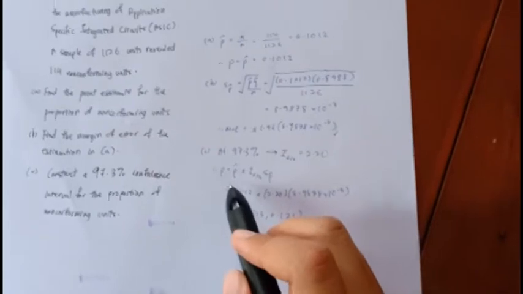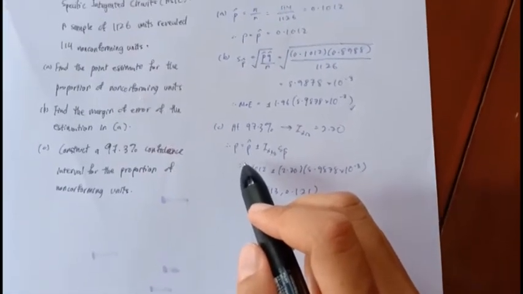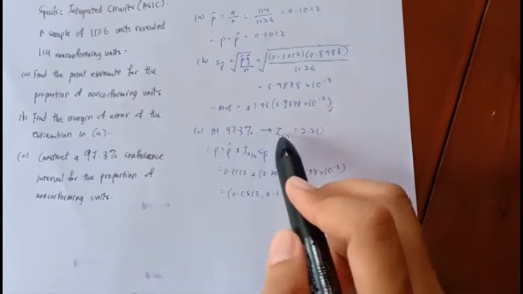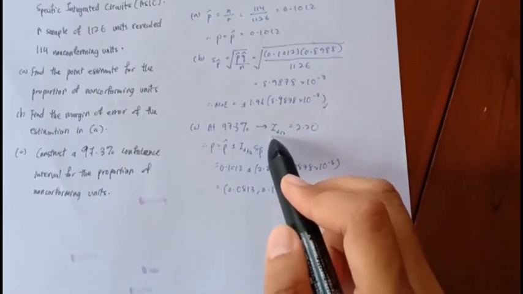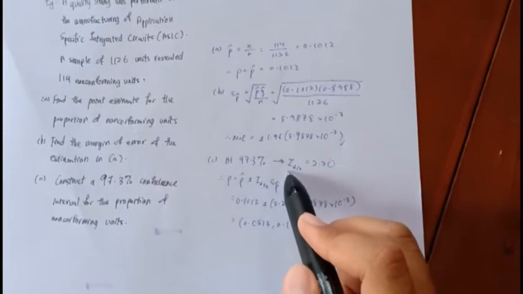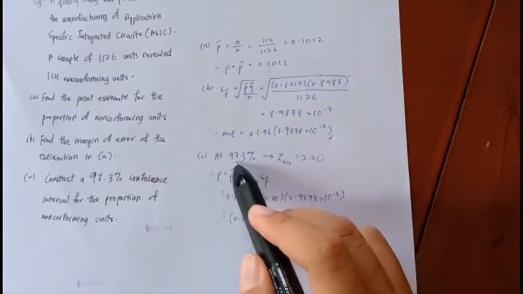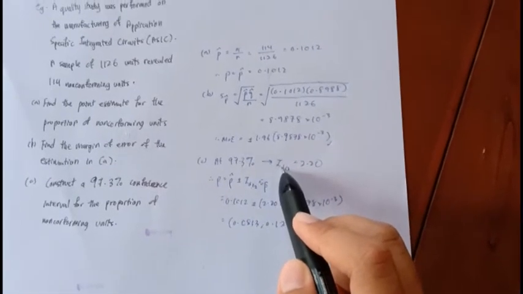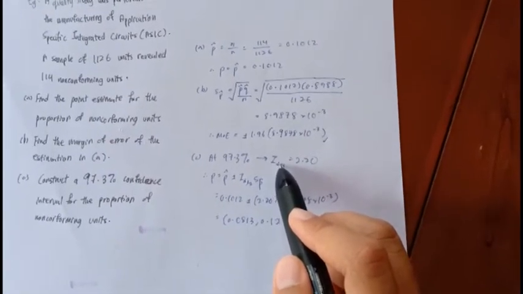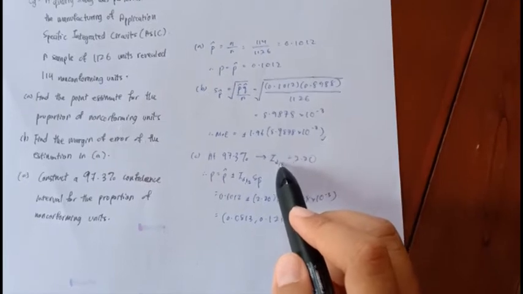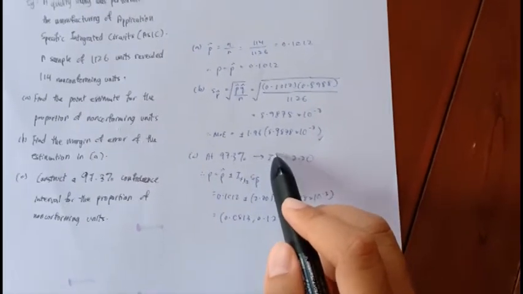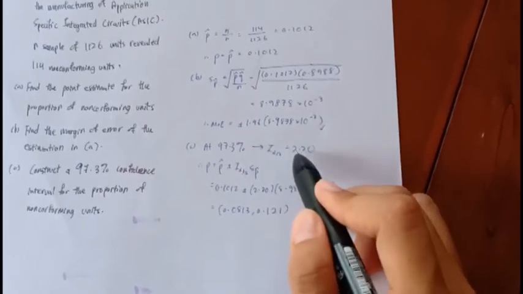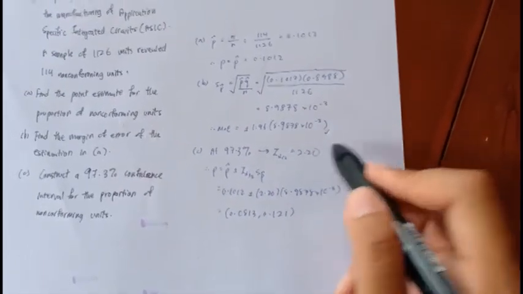And the last question, construct a 97.3% confidence interval. First, we need to find the value from the Z table. So at 97.3%, as usual from the example before, we find the coefficient and then we divide it by 2. We find it in this Z table, and here we obtain 2.20.